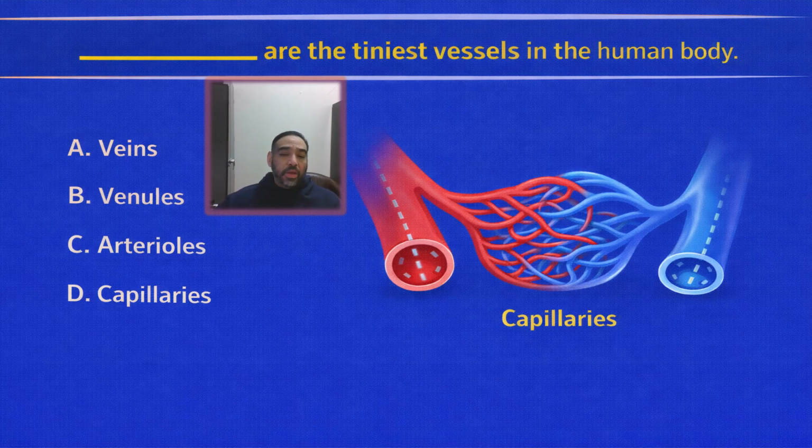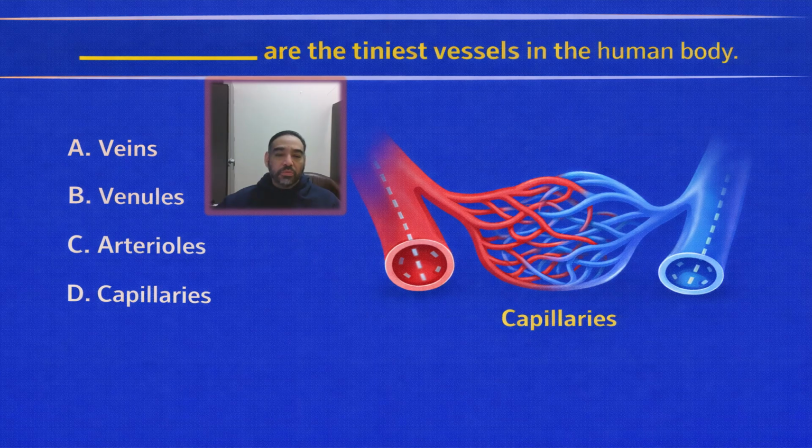Now let's look at the others and figure out why we should eliminate them. A said veins. Veins are much larger vessels. They carry blood back to the heart. They have larger diameters. They have valves, which is another feature of veins, not much to do with size, but just another piece of information. But they're definitely not the smallest.